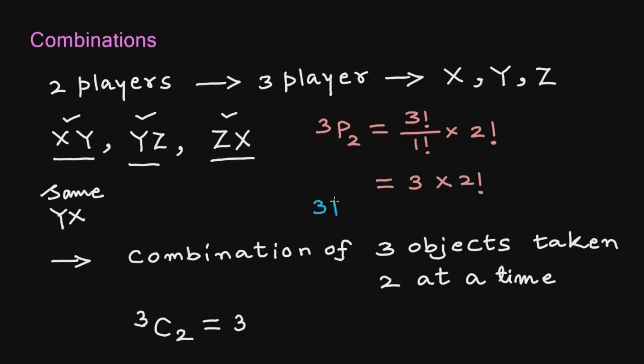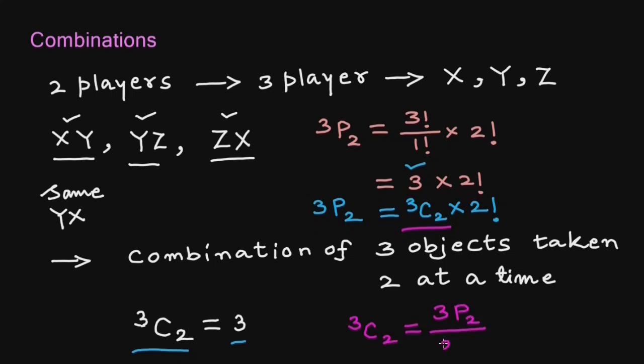Now 3P2 will be, if we put for this 3C2, because its value is also 3, 3C2 multiplied by 2 factorial. We will get 3C2 equals 3P2 upon 2 factorial. Please note this relation. If we calculate this, it will be 3 factorial upon 2 factorial, which is 3, the same as this 3.